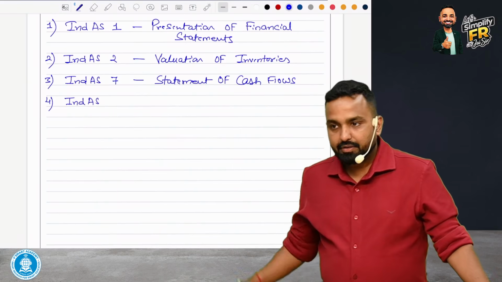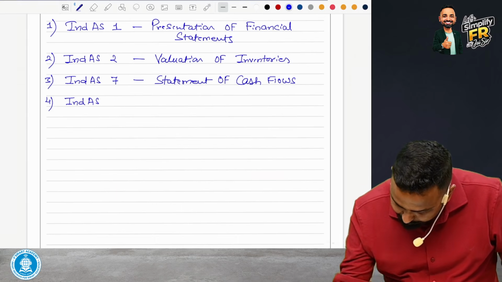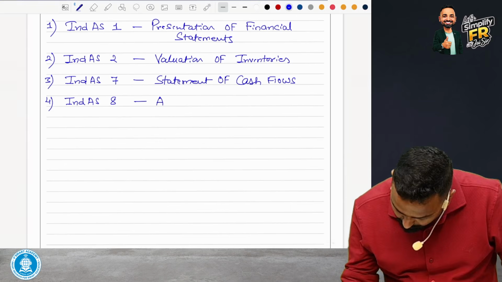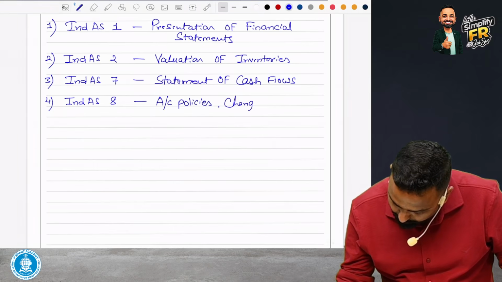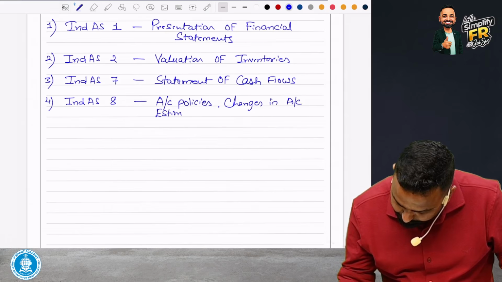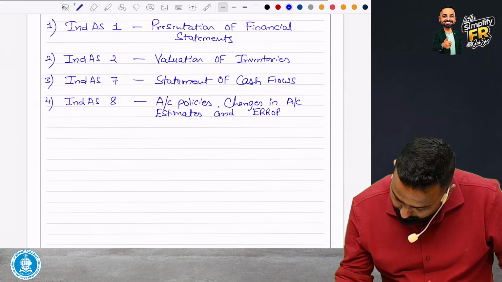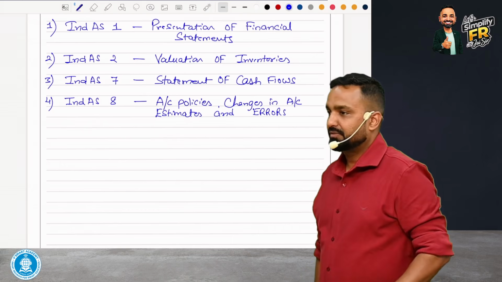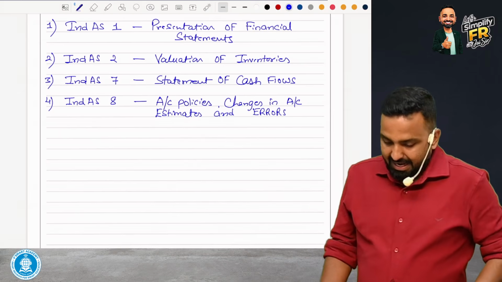Eight, 9 is deleted. Ind AS, sorry, 9 is deleted. There is 8. Ind AS 8. Accounting policies, changes in accounting estimates and errors. This is similar to AS 5.